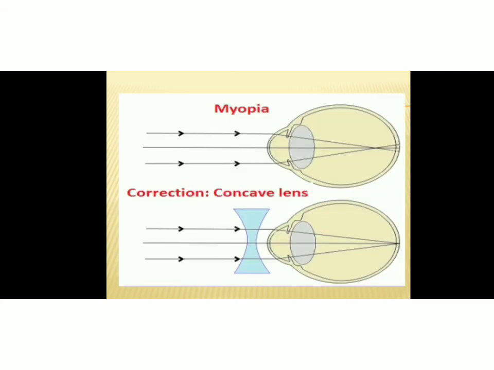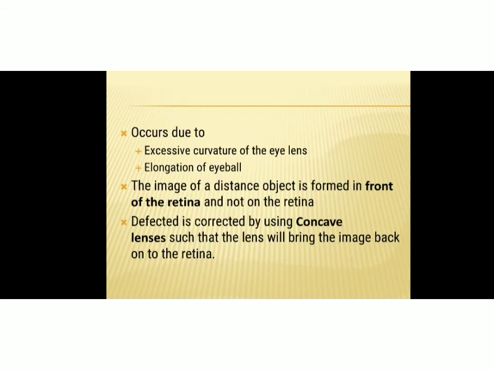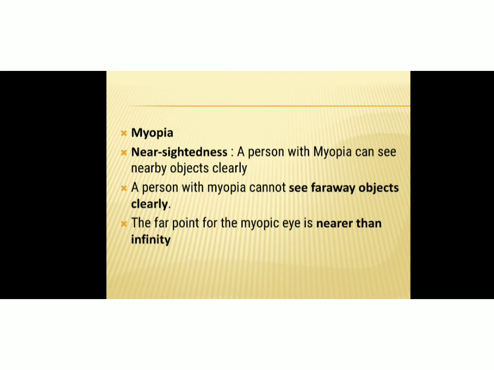Okay, so that's about myopia. So what is myopia? A person with myopia can see nearby objects clearly, but he cannot see faraway objects clearly. The far point of the myopic eye is not at infinity, it is nearer than infinity. That means it is less than infinity. So we want to bring the far point of a myopic eye to infinity. So for that we need to use a concave lens.